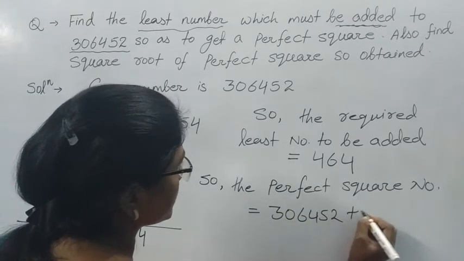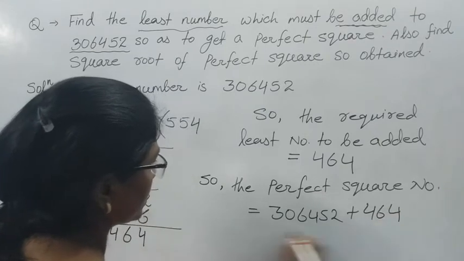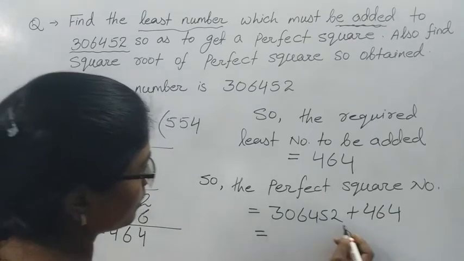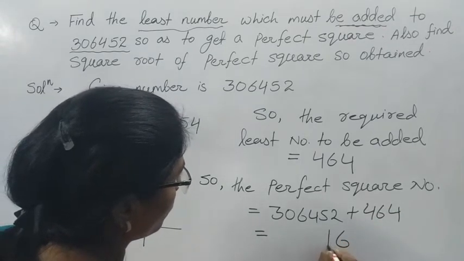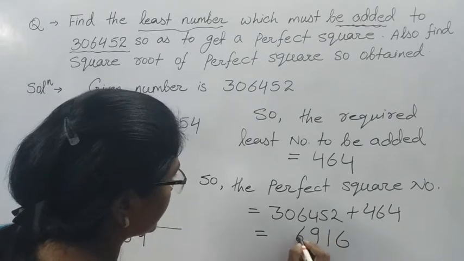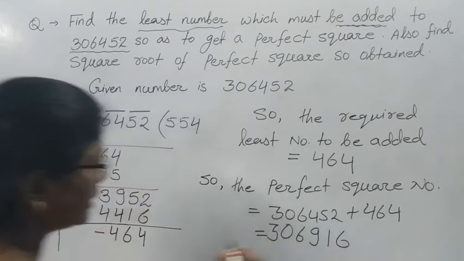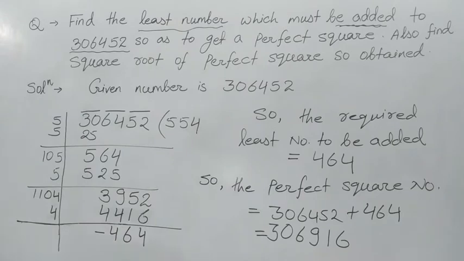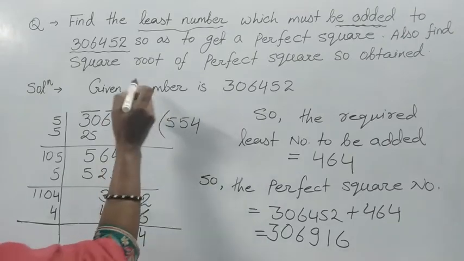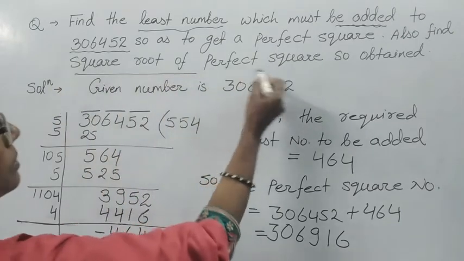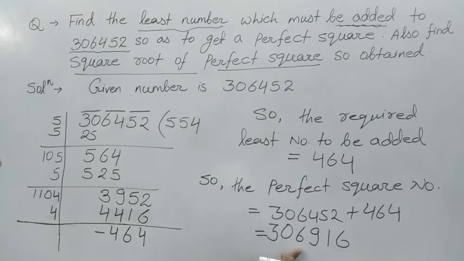306,452 plus 464. Just add them. We get 619,603. So this number is the square number. Now we have to find out the square root of this perfect square number. Means इस perfect square number का हमें square root निकालना है.